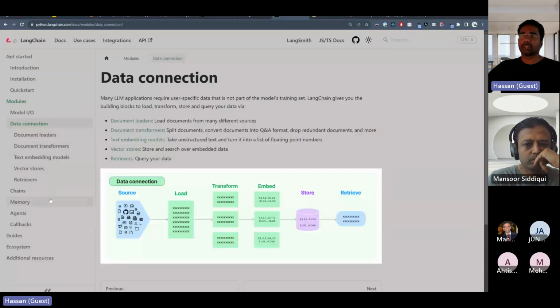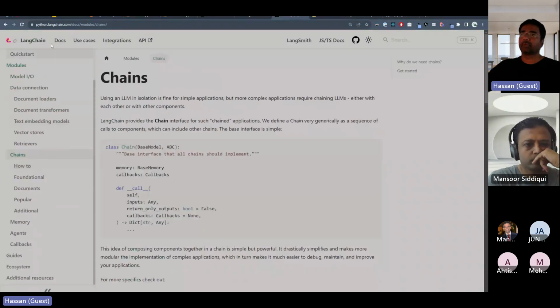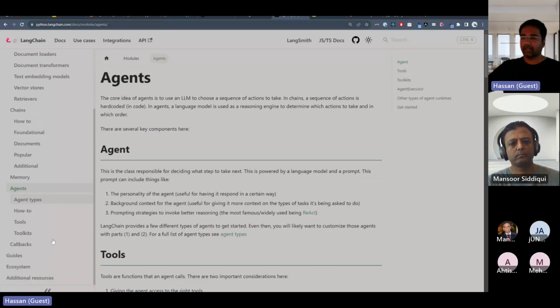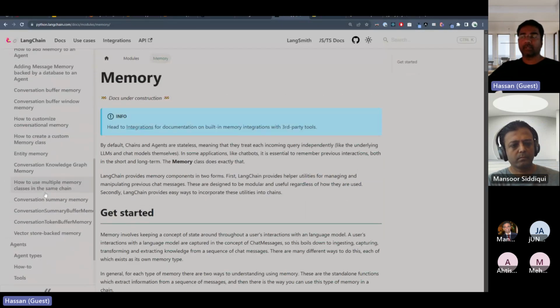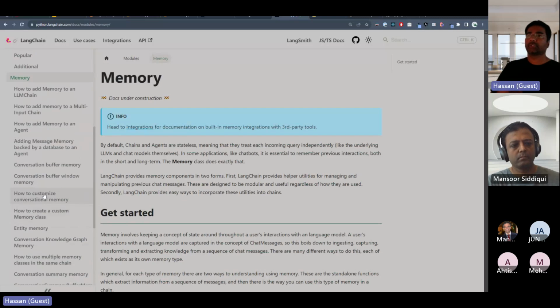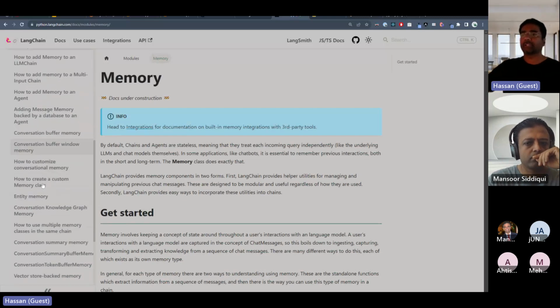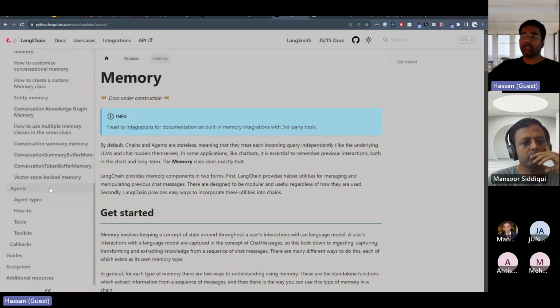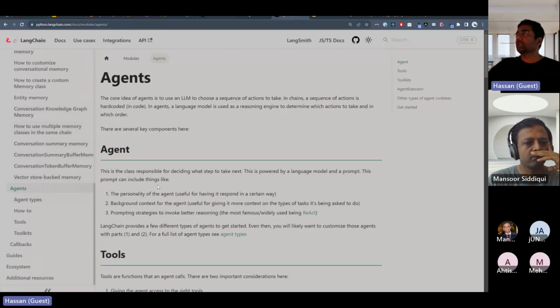You can build data connections. They have the concept of chains, which is obviously where their name comes from. You can chain together these different components to build complicated applications. And then the most interesting thing that I really like is that they also have the concept of memory. Your general conversation with these LLMs is very transactional, especially when you're using the API. They don't have memory of what happened before. So LangChain can hold that memory for you. And then the most interesting thing is agents, which you can think of as AI personalities that you can task with doing specific things.